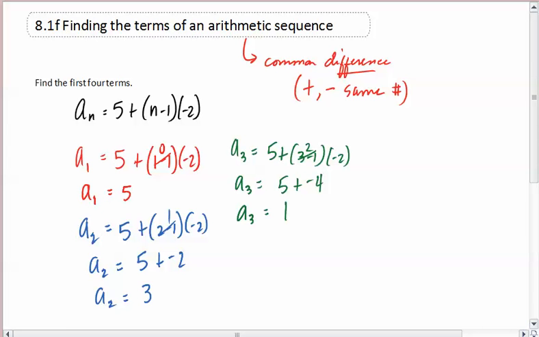Let's take a look at one more. A sub 4: 5 plus 4 minus 1 times negative 2. A sub 4 is 5, that's a 3, plus negative 6, and a sub 4 is negative 1. So there are the first four terms.